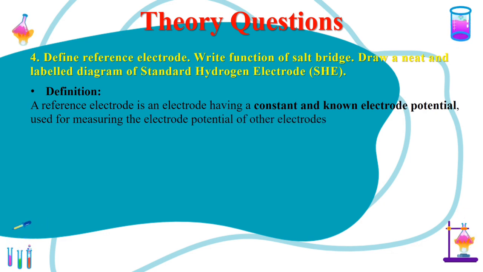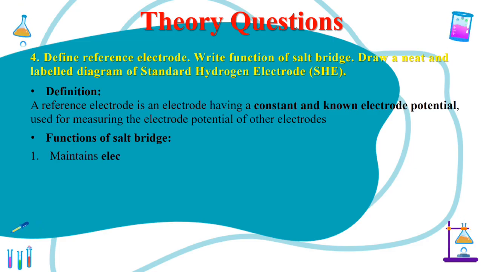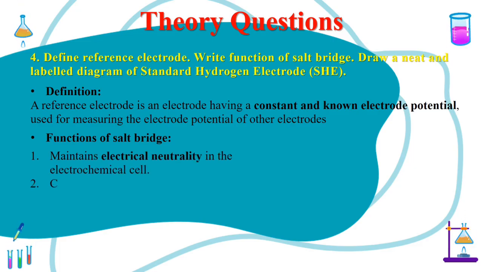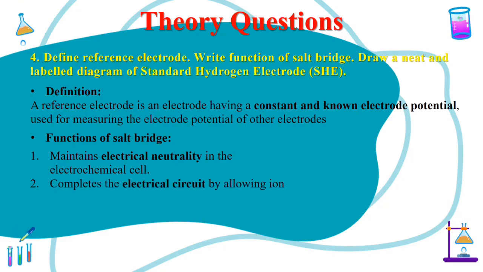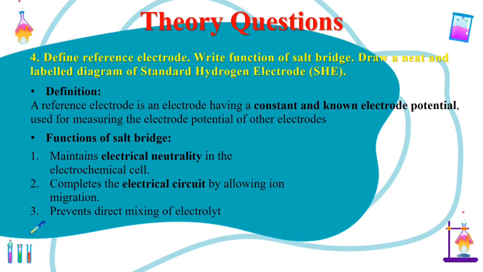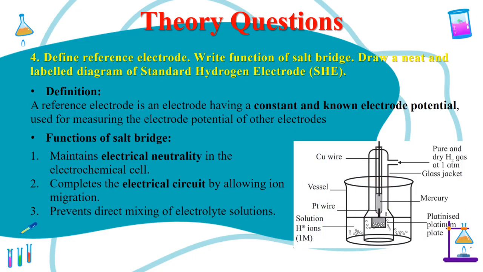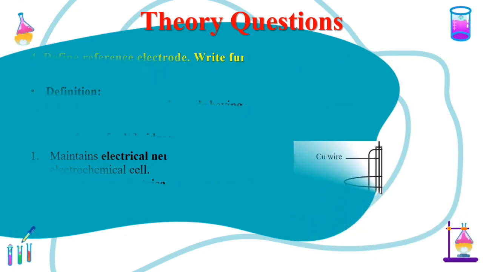And as for the functions of salt bridge: it maintains electrical neutrality in the electrochemical cell, completes the electrical circuit by allowing ions to migrate, and prevents direct mixing of electrolyte solutions. And for the diagram, you can use a textual representation for the SHE electrode.